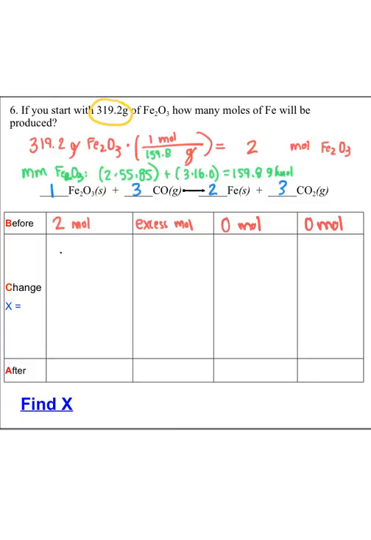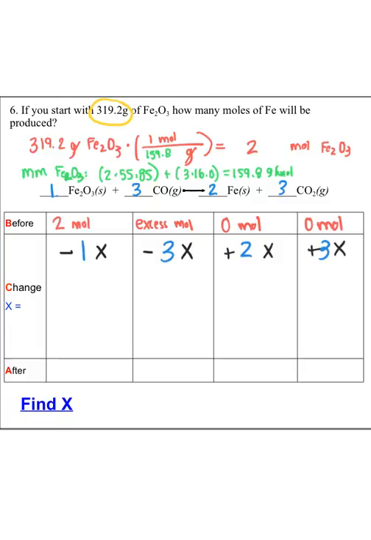Now we can do our change boxes. So we're going to do minus some proportion of X, minus some proportion of X, because those are getting used up. Plus some proportion of X, plus some proportion of X. What do we multiply by? Well, we use the recipe, which is the balanced equation. We call that the stoichiometry. So minus 1 times X, minus 3X, plus 2X, and plus 3X. All of that coming from the balanced equation.